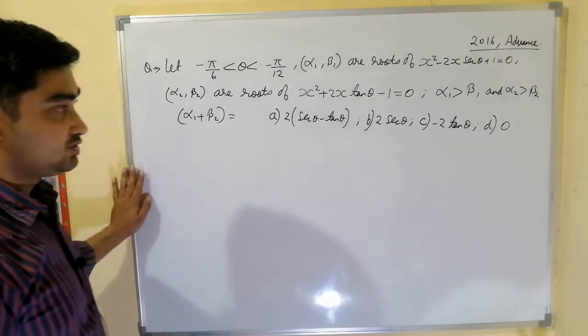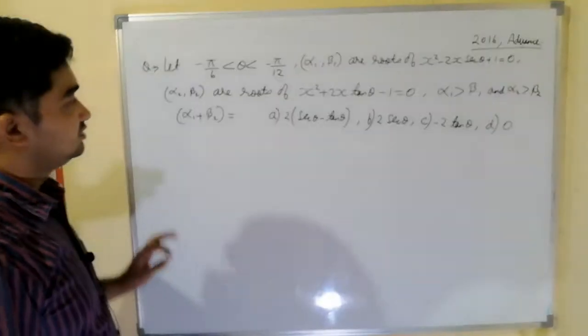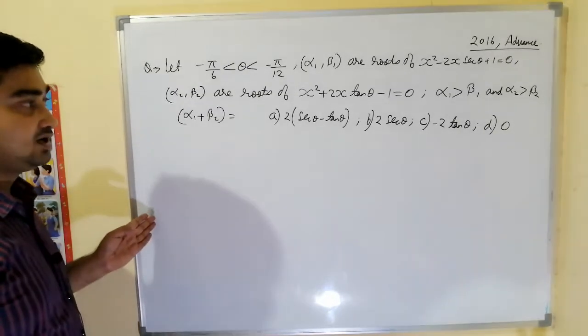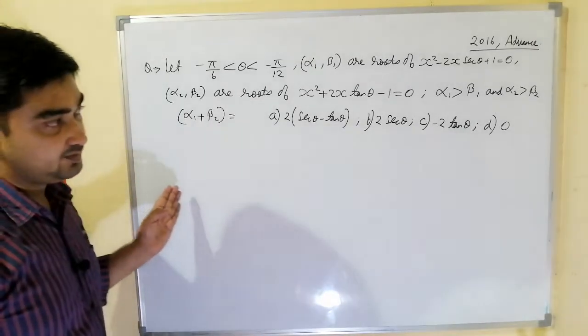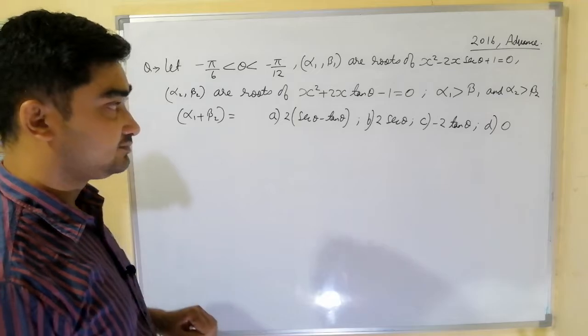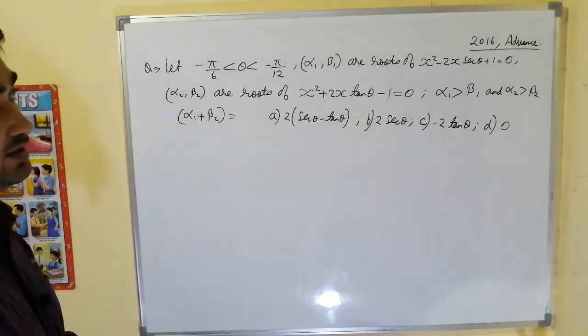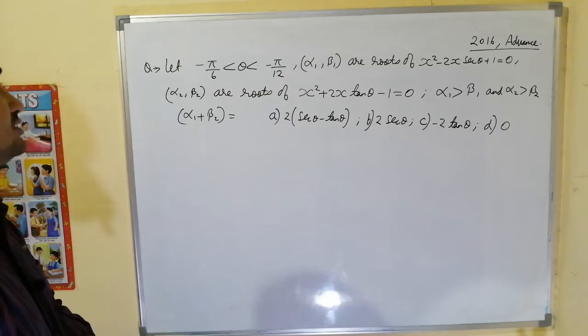This chapter, theory of equations, is a very easy chapter with very few concepts in it. So the problems from advanced are also pretty easy, and based on those two or three concepts we can find the solutions. So the first problem I have written on the blackboard. This problem came in IIT 2016 advanced.